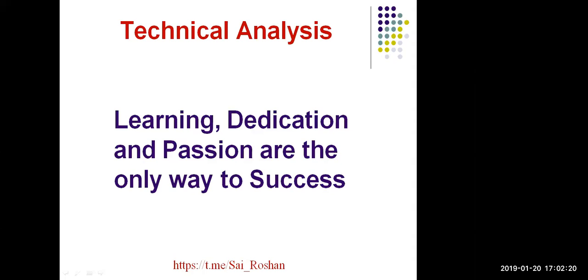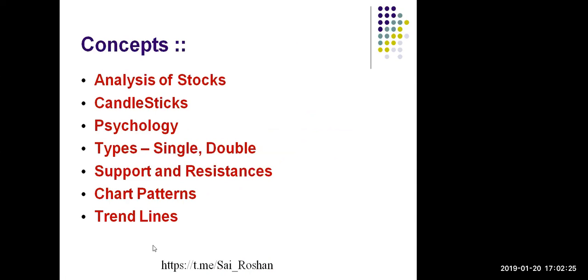Just unmuted. Okay. So the concepts that we'll try to cover would be the analysis of stocks. What are the kinds of analysis that could be done? Candlesticks. What is the basic psychology behind the candlesticks? The types of candlesticks, single candlesticks and double candlesticks, and support and resistances, which is very very important. When we are talking about charts and the trading stuff, chart patterns and trend lines. Okay. So we'll try to go through all of this.